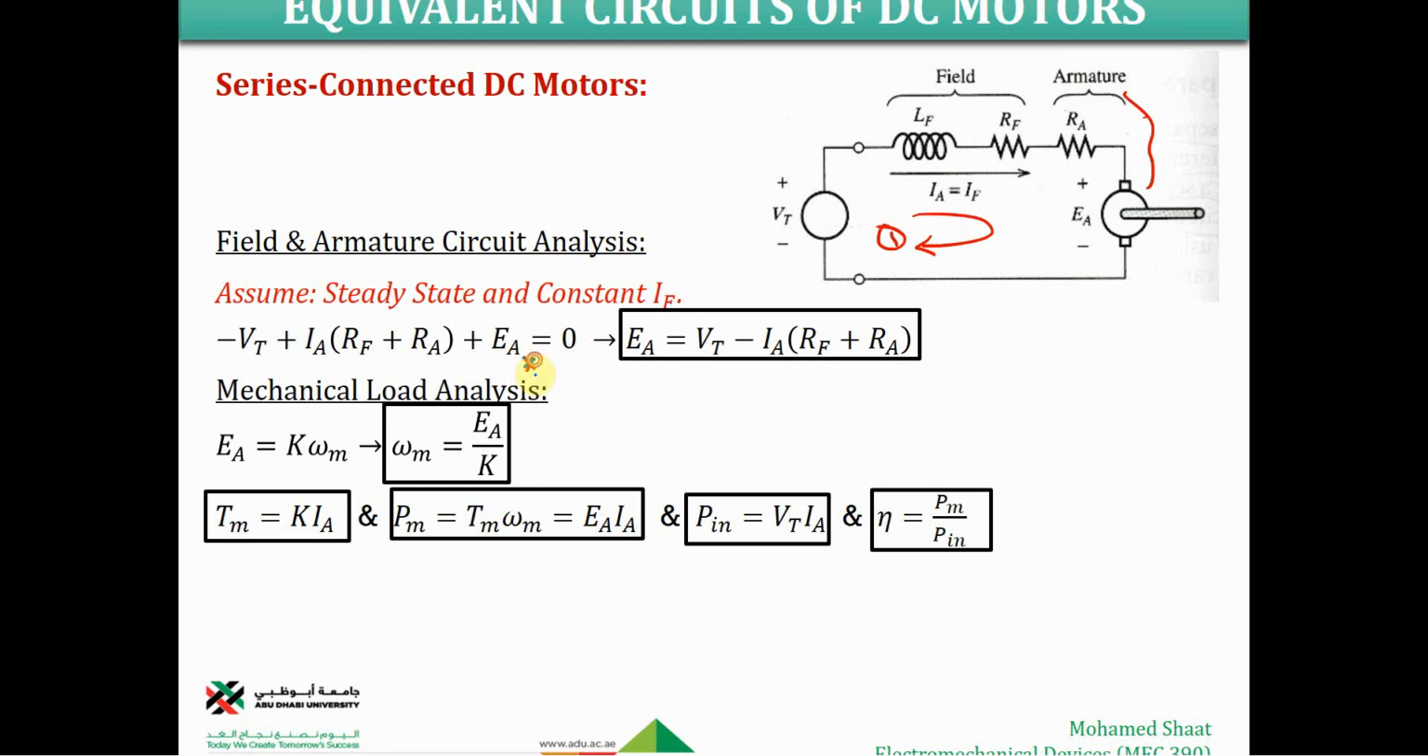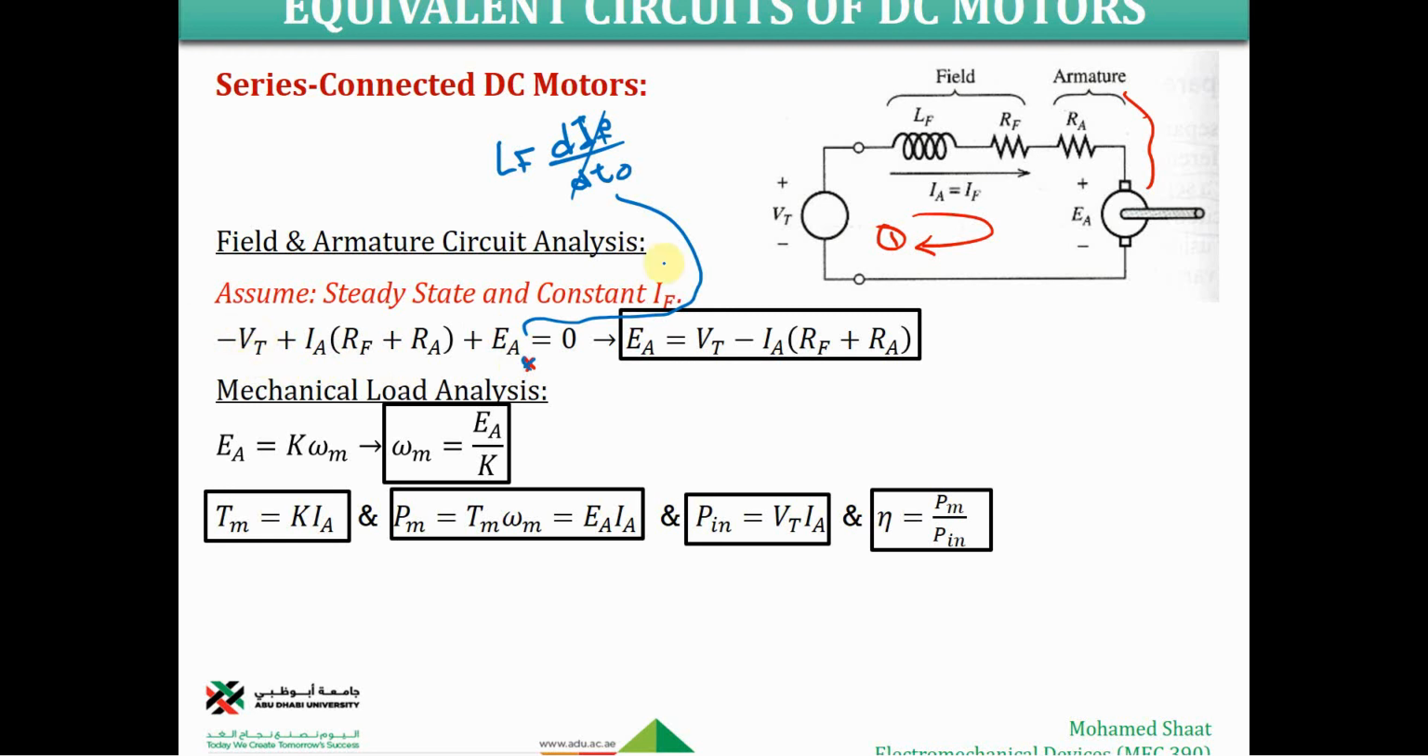So there should be one voltage term, which should be the L_F dIF divided by dt. But as we mentioned, this term is going to be zero, assuming that the IF and the IA are constant currents. So this term will be zero.